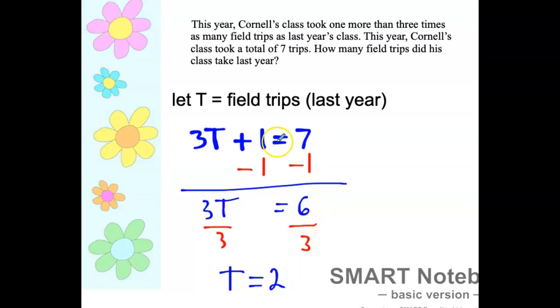What is that 2 now? It is the number of field trips they did last year. If you want to go back and check, that's 3 times last year: 3 times 2 plus 1 is 7. So with that, our answer is correct. Next problem.